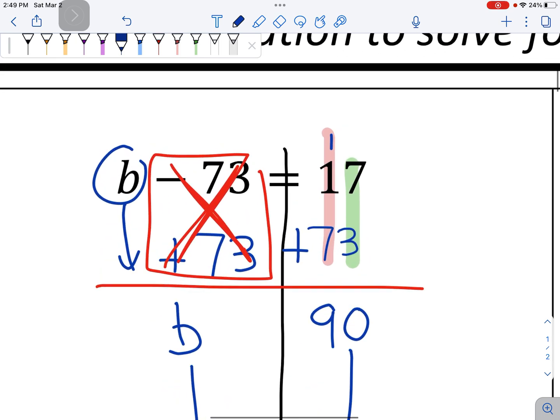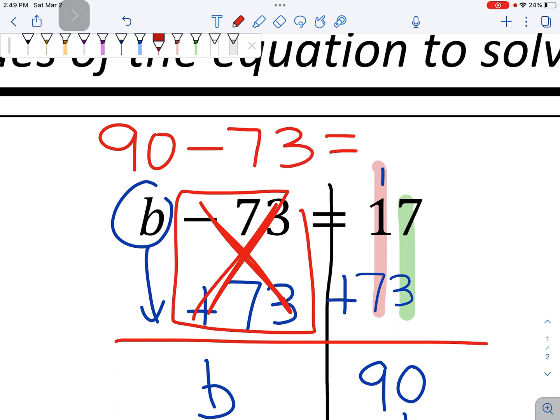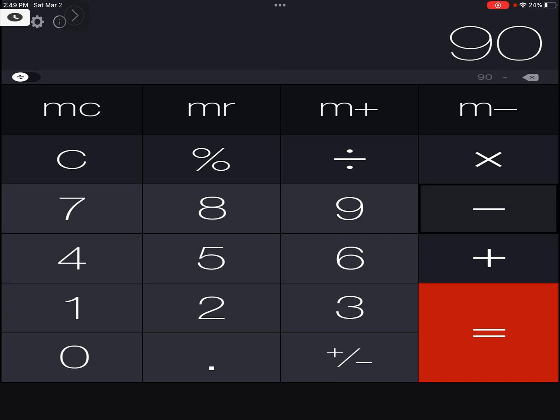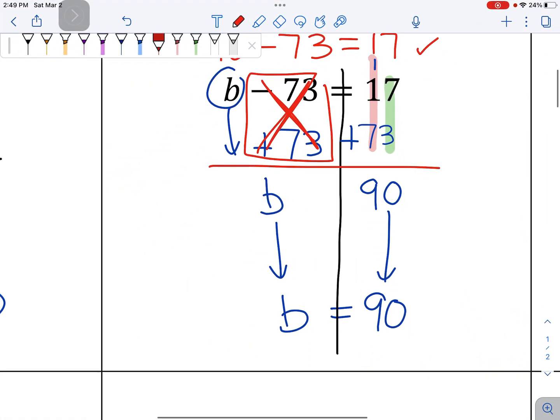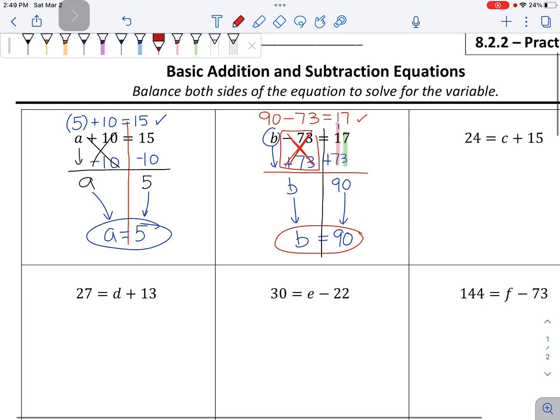I am going to go back to the original problem and rewrite it. 90 take away 73 should equal 17. Honestly, I'm not sure, so let's put it in the calculator. Go 90 take away 73 equals, yep, it does equal 17. That means that this checks out, and our answer really is B is equivalent to 90, or B can be replaced with 90, or B has a value of 90.